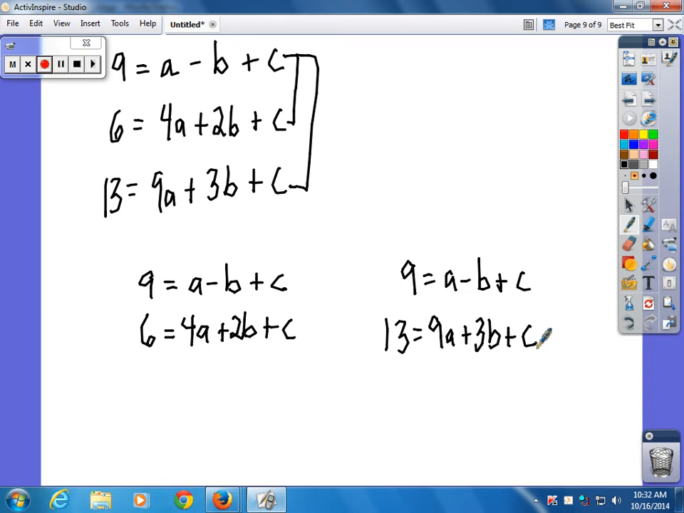Now, which one are you going to eliminate? Which one do you think I'm going to eliminate? B. Now, whatever you decide to take out here, you have to take out there. You can't take out B on one side and C on the other. So if you decide to take out B here, you've got to take out B here no matter what it takes. So go ahead and do that.